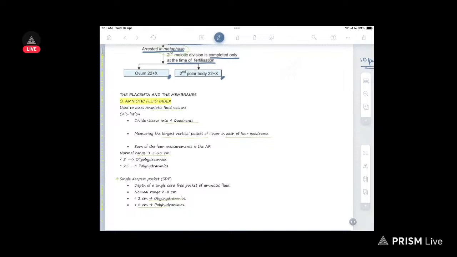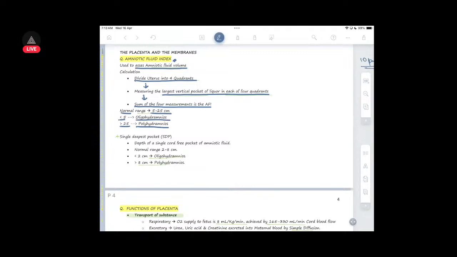Then placenta and membranes. The amniotic fluid index is used to assess amniotic fluid volume. The uterus is divided into 4 quadrants. Measure the largest vertical pocket of liquor in each of the 4 quadrants. The sum of the 4 measurements is the AFI. Normal is 5 to 25. Less than 5 is oligohydramnios. More than 25 is polyhydramnios. Then you have the single deepest pocket, the depth of a single cord-free pocket of amniotic fluid. Normal is 2 to 8. Less than 2 is oligohydramnios. More than 8 is polyhydramnios.